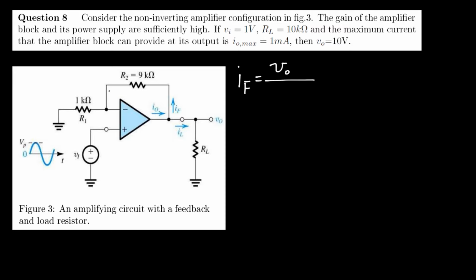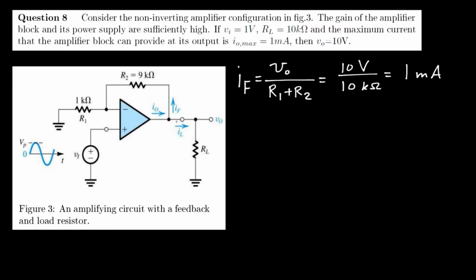resistance that it will see over the feedback path. Remember that no current will pass into here, so we can simply add up the resistances as so. So there will be R1 plus R2. That is 10 volts over a total of 9 kiloohms plus 1 kiloohm, which is 10 kiloohm. That together makes 1 milliamp.